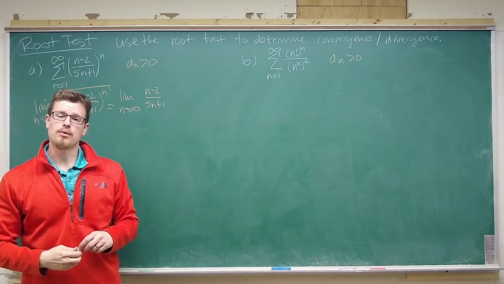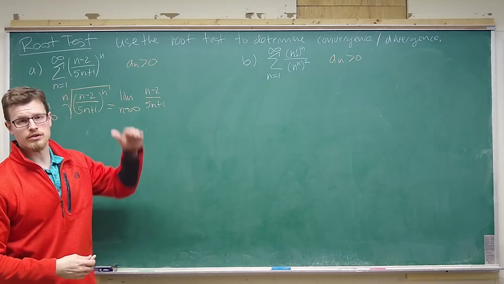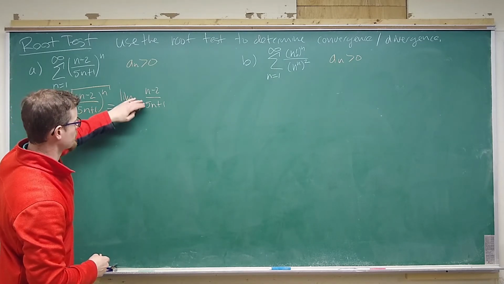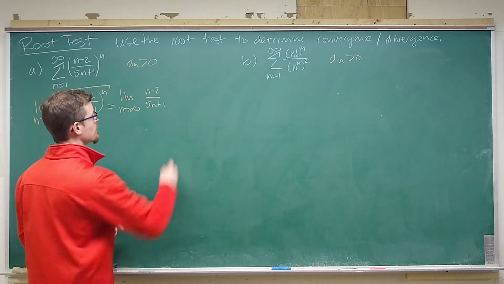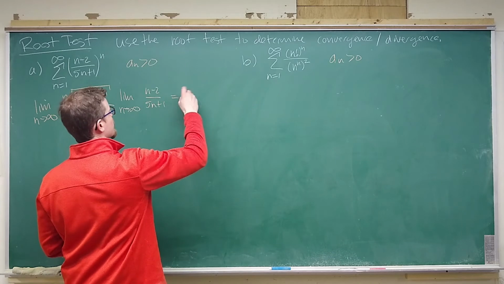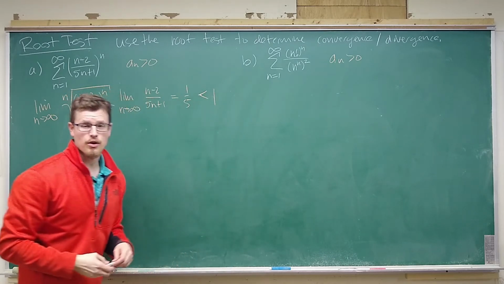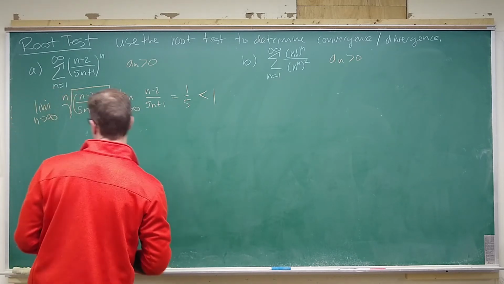We have the ratio of polynomial divided by polynomial, so we just need to double check on what the degree of each is. So degree 1, the degrees match, so it's just the ratio of the leading coefficients. So 1 divided by 5. Of course, that is less than 1, so we have that the series converges absolutely.